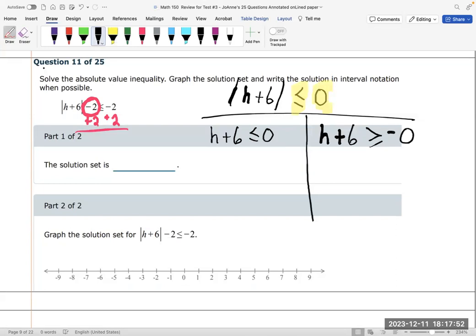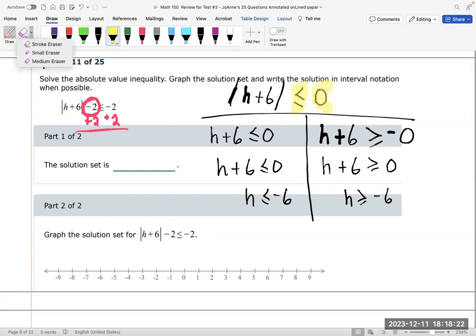The thing is, there's no such thing as a -0. So we just have h plus 6 greater than or equal to 0, h plus 6 less than or equal to 0. When we subtract 6 from both sides, we'll have this situation. Subtract 6 from both sides. And there we go. The problem is this is a bit of a trick question.